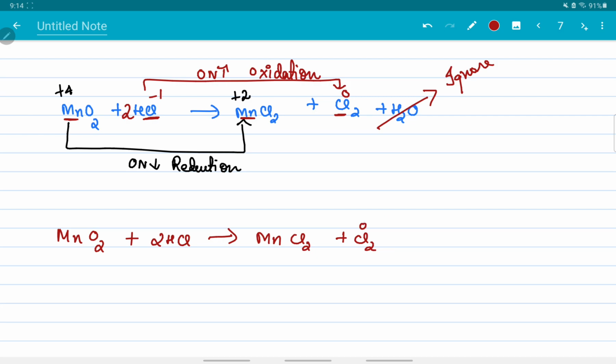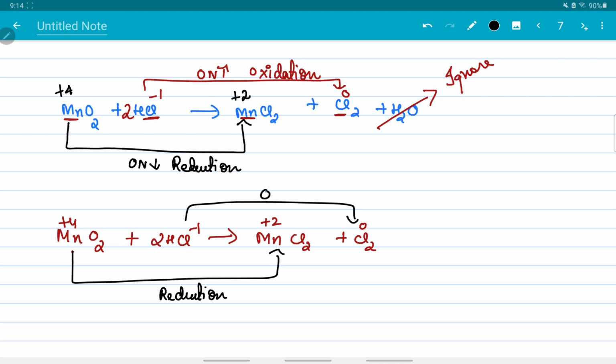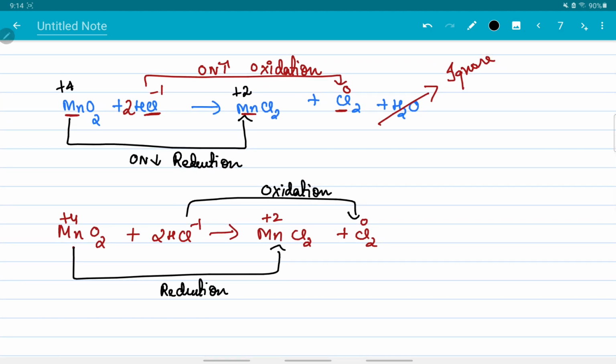Now what were the oxidation numbers? Here it is 2, here Cl was minus 1, here Mn was plus 2, and here it was plus 4. And here it was undergoing reduction because the oxidation number was decreasing, and in this case it was undergoing oxidation. Now our next step is to write the difference in the oxidation numbers. If you check over here, from plus 4 it is becoming plus 2, so the difference in that oxidation number is 2. 4 minus 2 is 2, right? So the difference between plus 4 and plus 2 is 2.